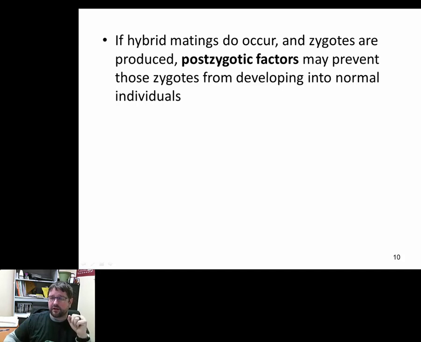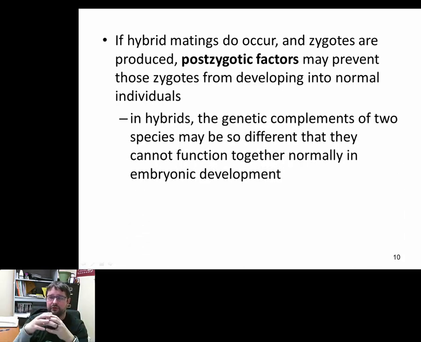Postzygotic factors means that the sperm has actually entered the egg. Okay? Now, these mechanisms depend purely on the group of organisms and what is going on after fertilization, or what the difference is. In some cases, it's a chromosomal difference. So maybe the chromosomes are different sizes or a different number. And so hybrids don't form because you don't have the right number of chromosomes. One species has more than the other, and so you have this odd number of chromosomes when the sperm and egg come together, and you don't get any development.